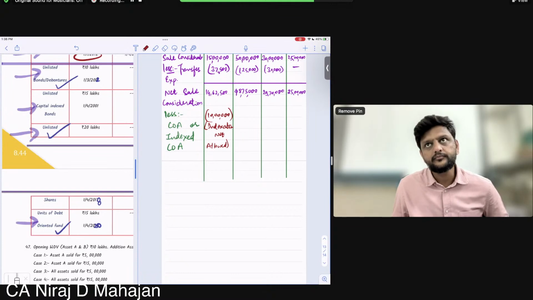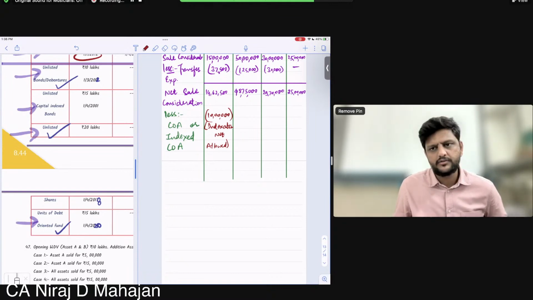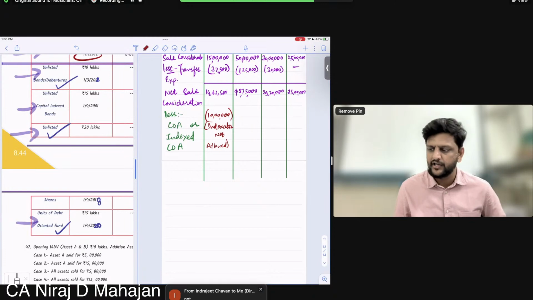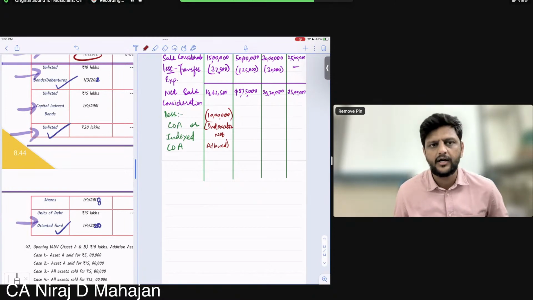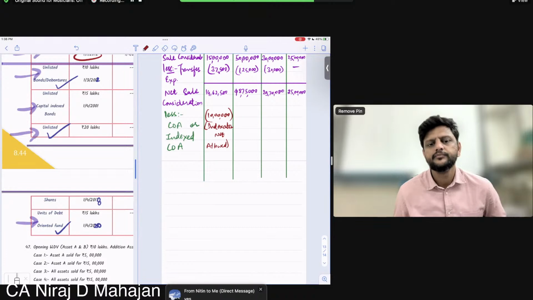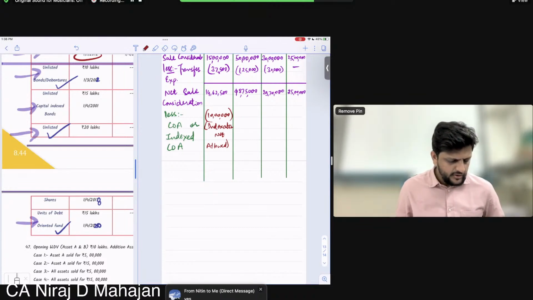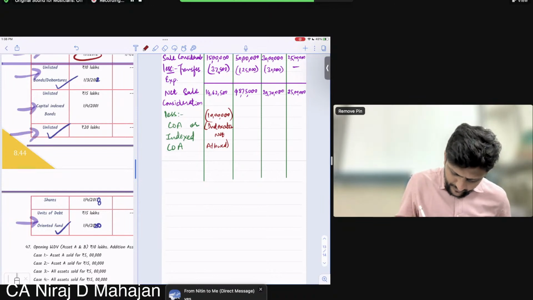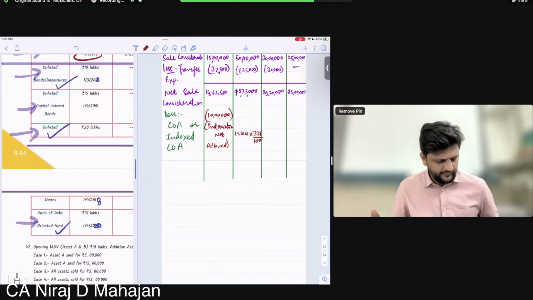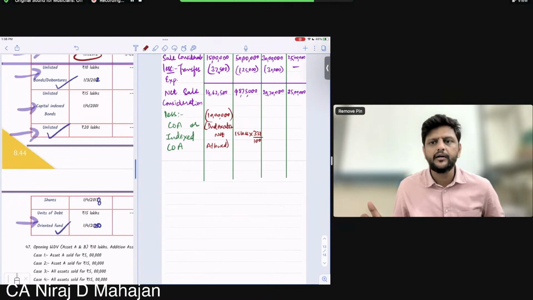Second type of asset, unlisted capital index bonds. Is it long term? Yes. It is bonds, but is indexation allowed or not? Capital index bonds come under exception. Gold sovereign bonds issued by RBI and capital index bonds are allowed by government to be indexed. All of you clear or no? So capital index bond, how much? 15 lakhs into 331 by 100.